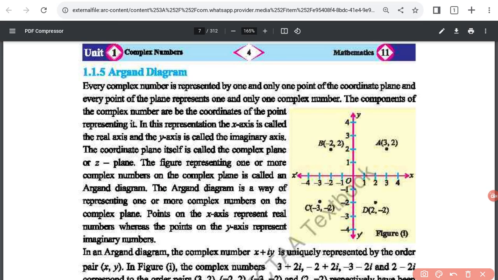So now we move towards the next topic, that we have Argand diagram. So the Argand diagram is given here. So we have two coordinates, x-axis and y-axis. So in both coordinates we have given a, b, c and d. Okay, and this is our x-axis and this is y-axis. These are the positive sides and these are the negative sides of x and y.